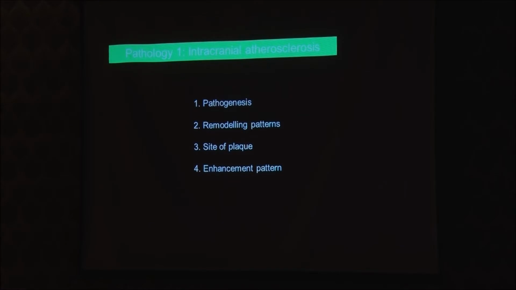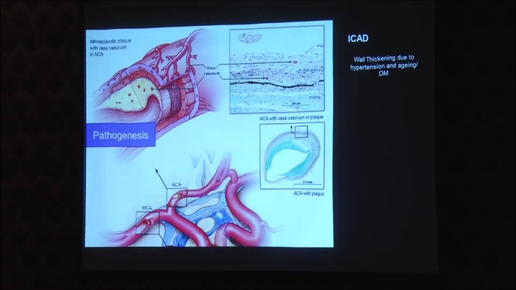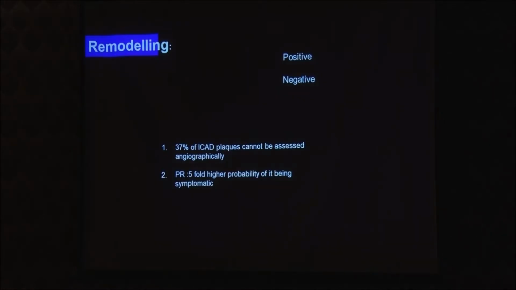So let's talk about intracranial atherosclerosis. What is the pathogenesis? What are the remodeling patterns? Where is the site of the plaque and the enhancement patterns? In intracranial atherosclerosis, the first stage is wall thickening, and this results in formation of vasa vasorum, which promotes atherosclerosis. It plays a role in initiation, progression, and intraplaque hemorrhage. There are two types of remodeling in intracranial atherosclerosis. One is called positive remodeling. The other one is called negative remodeling.